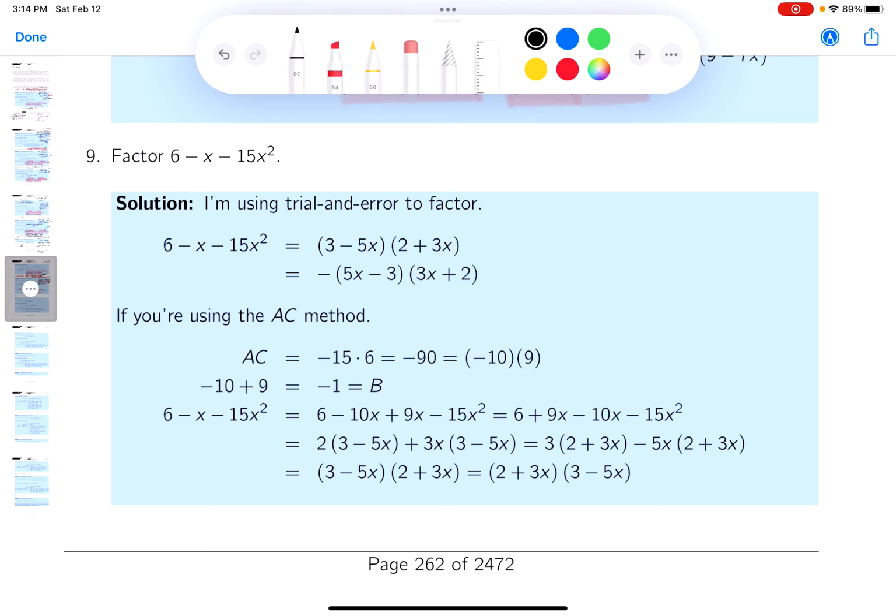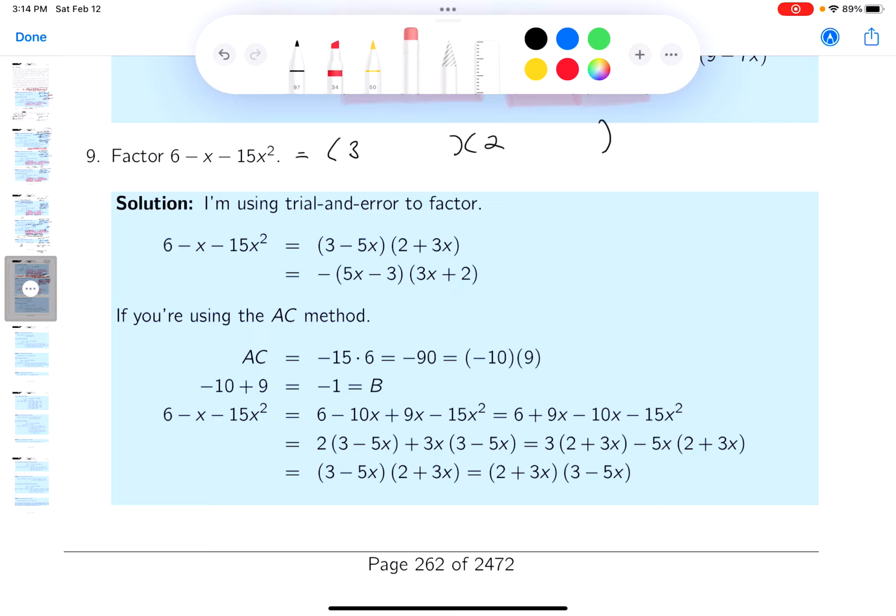Looking at it, this doesn't look too bad. What I mean by that is they're small numbers to begin with. So I'm going to try 3. I'm doing trial and error. I'm going to try 2 because they're small. You could try 6 and 1 too. They're small as well. And then for the 15, I'm going to try 3 and 5.